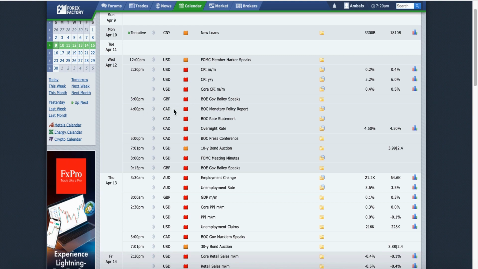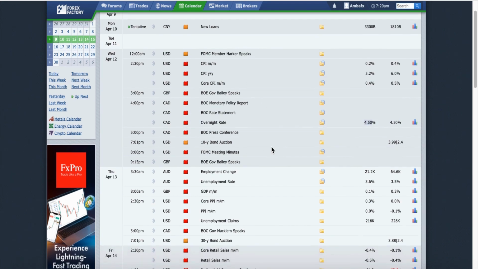On Wednesday too, we have the Canadian monetary policy. They plan to hold their interest rate. The previous one is 4.50, and they plan to hold it at 4.50, so they are not going for any rate hike or cut. Let's see how it goes. If they actually go for a rate cut, then we should see the Canadian dollar declining. But if we have an increase in the overnight rate, let's say they go for a 25 basis points or 50 basis points rate hike, then we should see a stronger Canadian dollar right there.